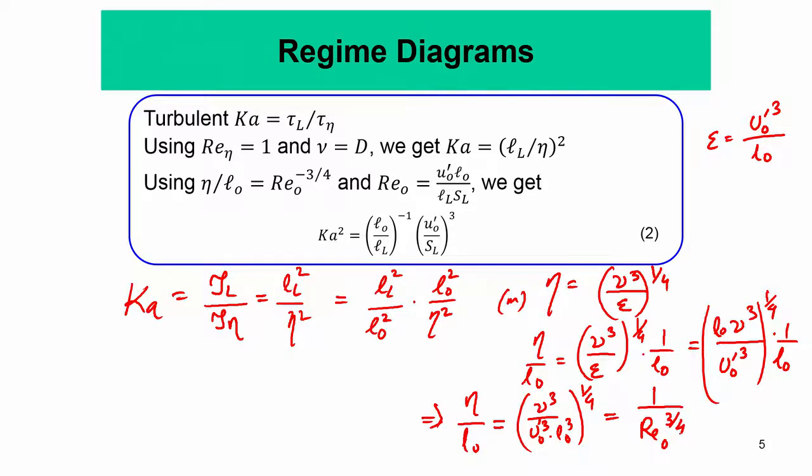Now, this is a very important thing. This tells you how the scale separation looks. So, eta by L0 is equal to RE0 to the power of minus 3 by 4. This is a very important expression. As the Reynolds number increases, the scale separation increases. That is why in a turbulent jet, when the Reynolds number increases, the largest length scale remains the same, but the smallest length scale becomes finer and finer, and decreases.